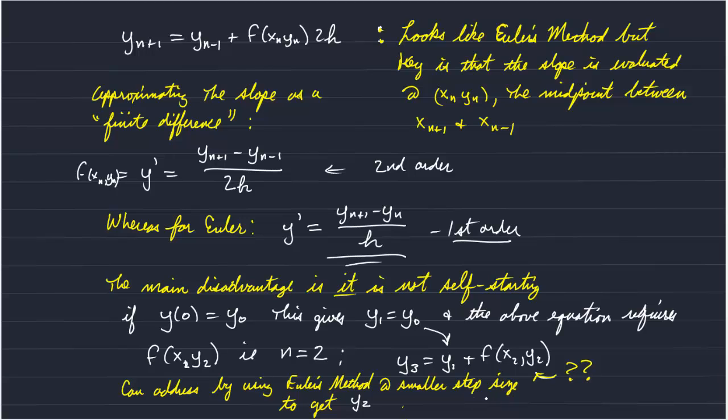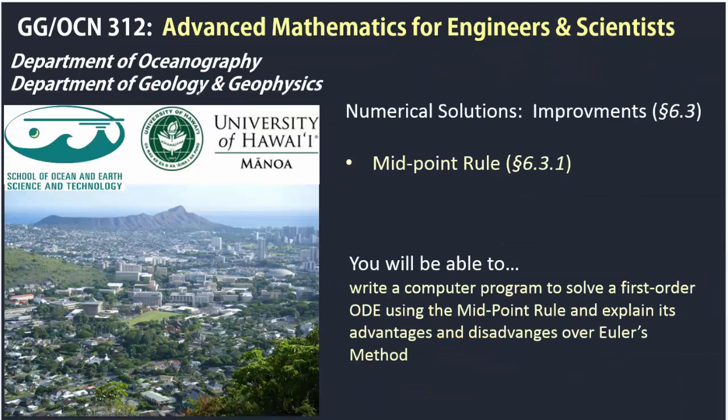So we would use Euler's method to find out what y2 is. And once we know that, then we can proceed, and we can continue to change n to 3 in increments of 1 and get the rest of the solutions. We just need a way to start the midpoint rule to get it going. So that concludes the video on the midpoint rule as a second order approximation to an ODE.